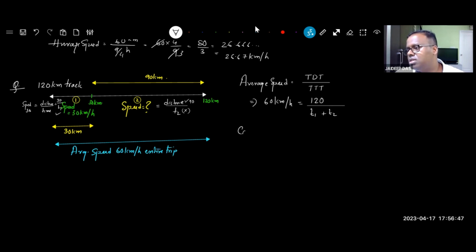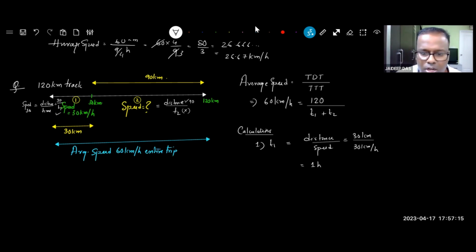Let's do our calculations, and let's do our first calculation for T1. What should T1 be equal to? Distance is equal to speed into time, so time is equal to distance upon speed. What is the distance? 30 kilometers. How much was your speed? 30 kilometers per hour. That means it becomes 1 hour. T1 is 1 hour. We got our data. Right?